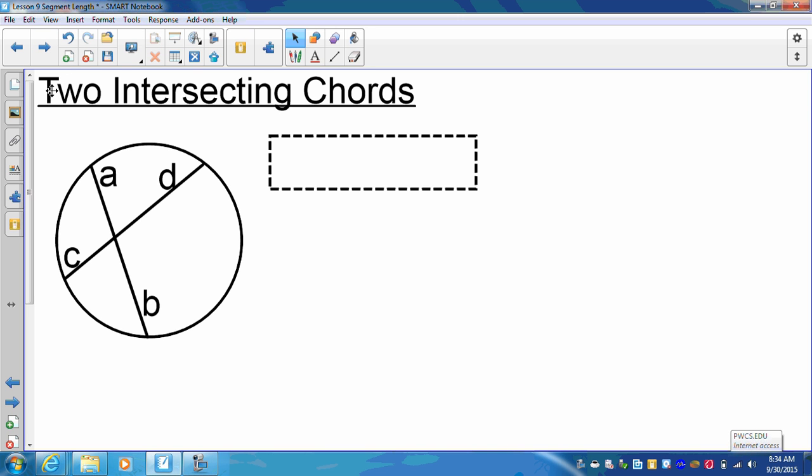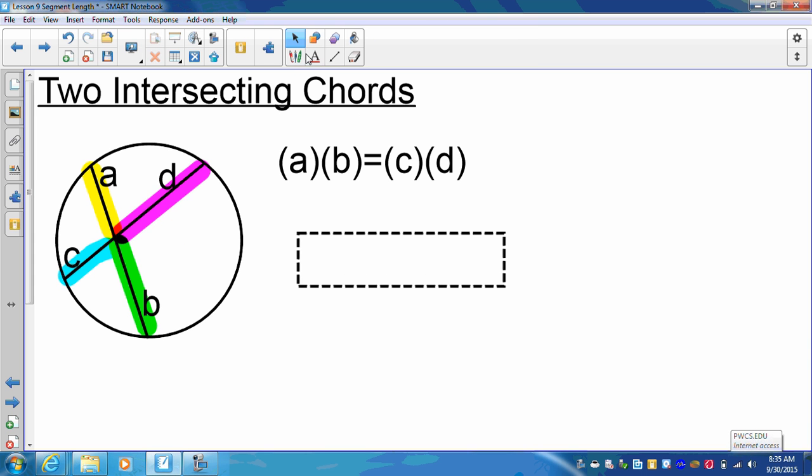So another way we have segments interacting is if we have two chords. So the chords are going to meet inside of the circle because that's where chords live. They live inside of the circle. And we're going to have a relationship. So this chord here gets split up into two pieces, two smaller segments. Same thing happens here with this chord. It's split into two smaller segments.